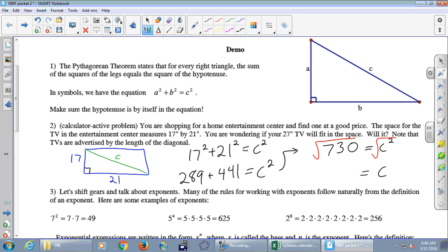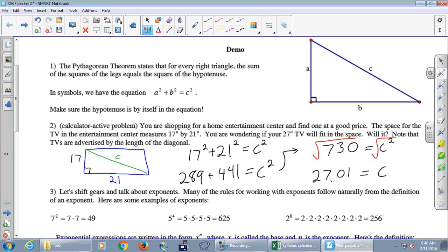And the square root of 730 is something you can type on the calculator. You'll learn how to do that in the activity if you don't know how to do it already. But can somebody tell us what the square root of 730 is? Perfect. So 27.01 inches is the length of that green diagonal.